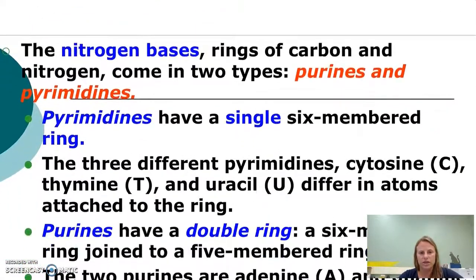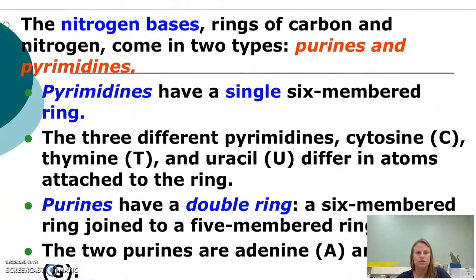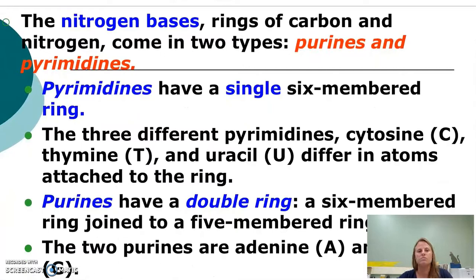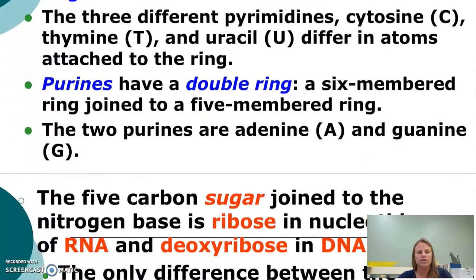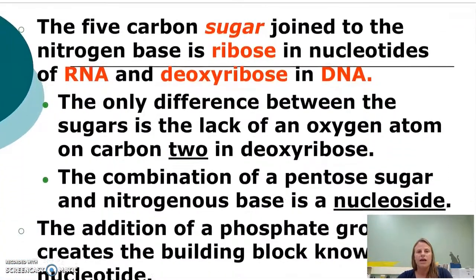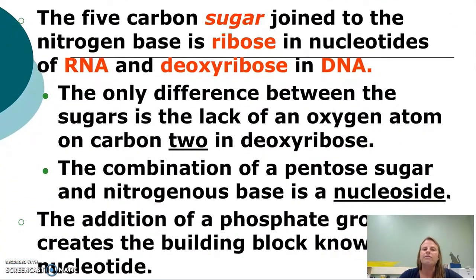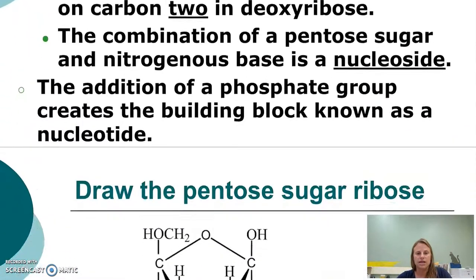So here's just what I just said, that the nitrogenous bases or nitrogen bases come in two types, purines and pyrimidines. Pyrimidines have a single ring and purines have a double ring. Again, the sugar can vary. It will be ribose in RNA and deoxyribose in DNA.